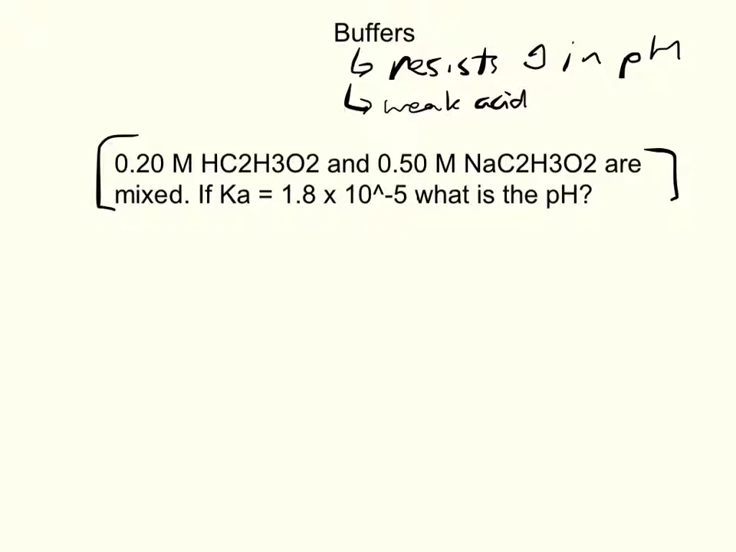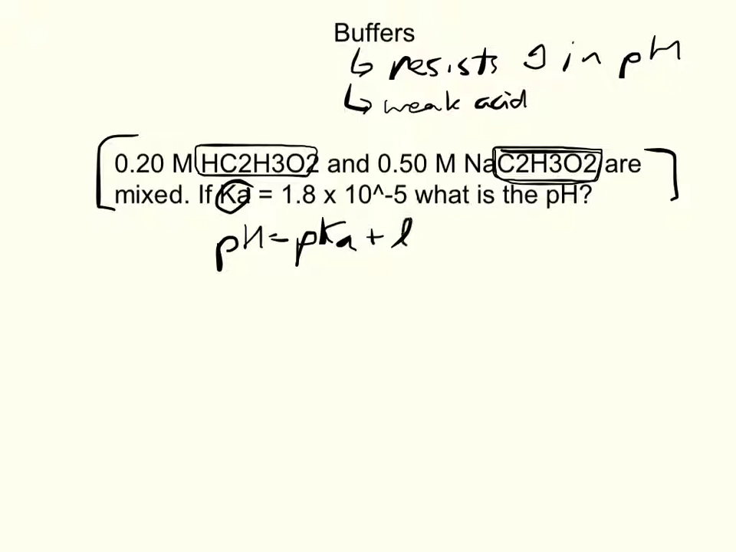Well, this is super simple. It's a buffer. I know that because I have a weak acid. The reason I know that is because it's not one of the 6 strong acids. And I have its conjugate base, the salt version, sodium acetate. That should be my indication. I have a weak acid and its conjugate base. This is a buffer. It's not going to change pH very much, and I can use Henderson-Hasselbalch. So I can just plug in my values. pH is equal to pKa, because I'm given the Ka, plus log of the conjugate base over the weak acid, the concentration of both.